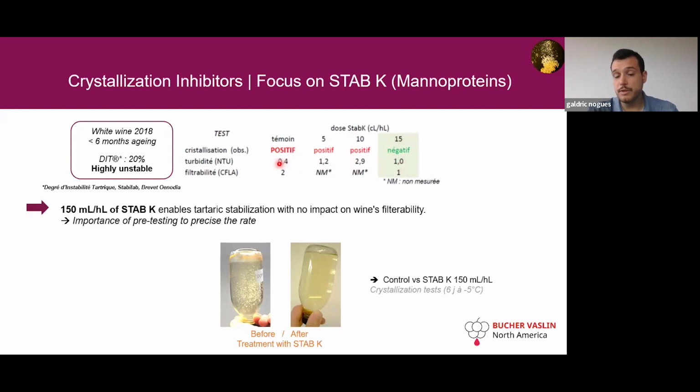Turbidity doesn't change much. We go from 0.4 to 1, filtrability from 2 to 1, so basically no impact on filtrability. And it is very important to check this, because by doing this lab trial, which is very quickly done, we have an idea of the precise rate we can use to stabilize my wine. So it's a win of time when I want to stabilize. And you can see here the control versus the STAB-K at 150 milliliters per hectoliter after 6 days at -5 degrees. Before and after, you can see all the crystals here. When it comes to the STAB-K, there are no crystals. That means the stability is obtained.